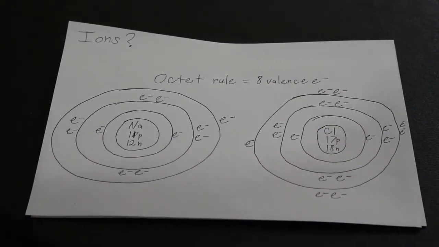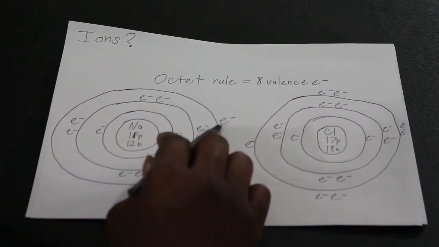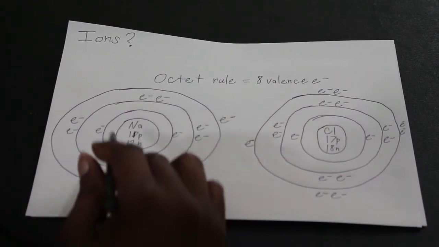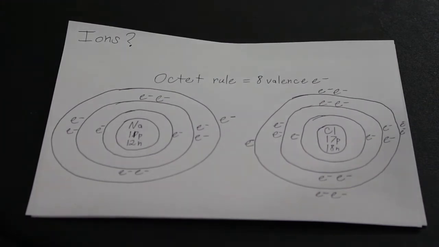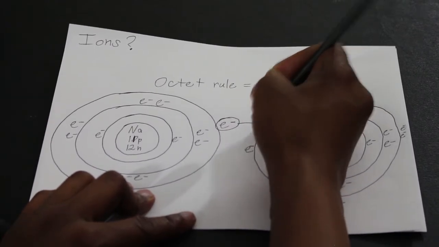Now, in order to satisfy the octet rule, each one of these elements wants to have 8 valence electrons. So the question is, is it easier for sodium to give up 1 valence electron or take in 7 valence electrons? You guessed it, it's easier for sodium to give this 1 valence electron to chlorine. So that's exactly what it's going to do.